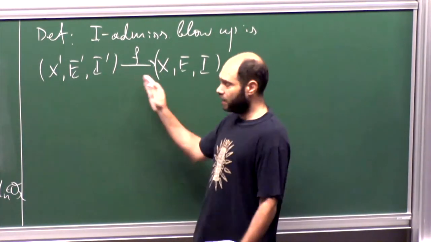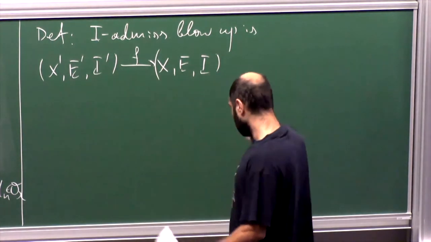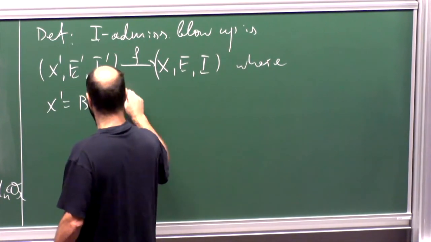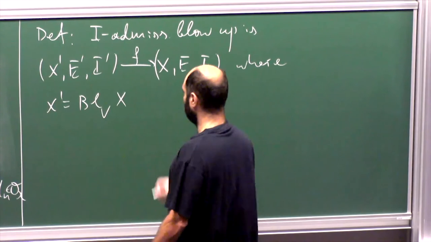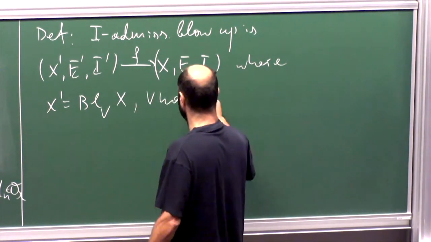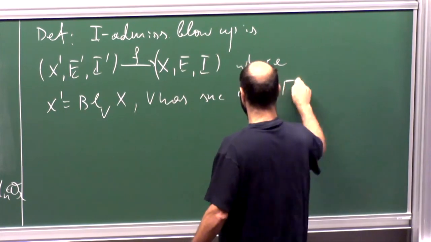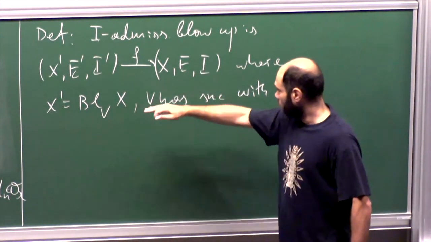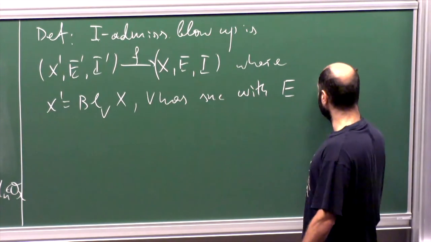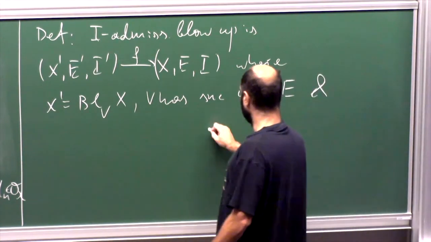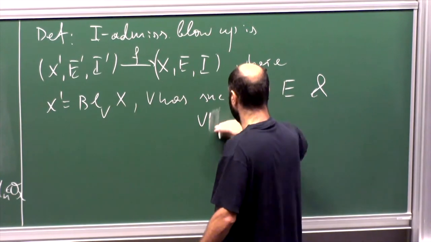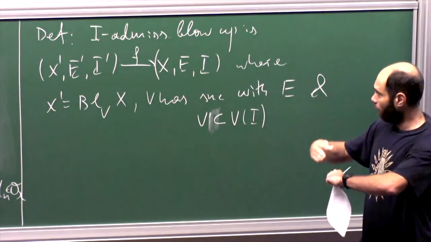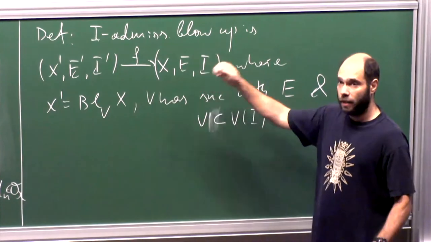I don't have time to define category of triples, so for us it will be just formal notation, where X prime is blow up of X along some V. V has simple normal crossings with the boundary we started with, so, yeah, admissibility means that we are only allowed to blow up something with normal crossing, and in addition V is contained in the vanishing locus of I. And also we are only allowed to modify the locus where I is non-trivial.